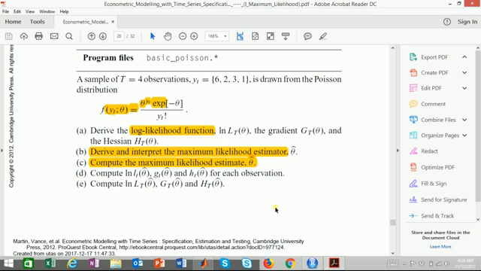So let's go to, we're talking about Poisson distribution, so let's go to the basic Poisson distribution. But before that, a little bit of revision.